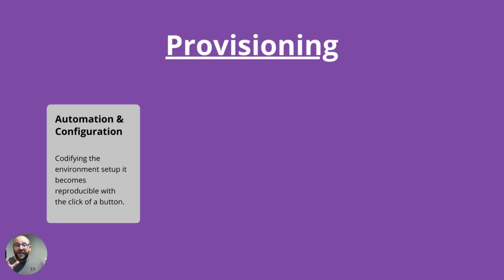In particular, this is then built up into sections. Again, in the first video, we touched on a lot of this, and what we're covering today is that automation and configuration. So codifying the environment setup, it becomes reproducible with the click of a button. Now, when I first looked at that as a description, you're thinking about tools like infrastructure as code, maybe Terraform, even Crossplane to a degree, but we'll get to that later on.